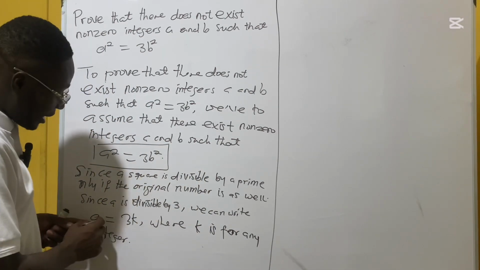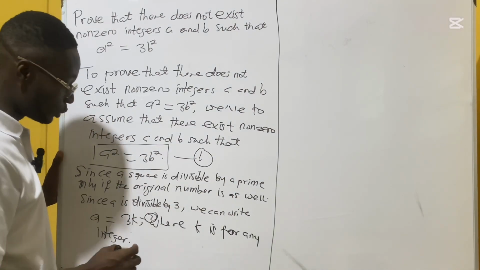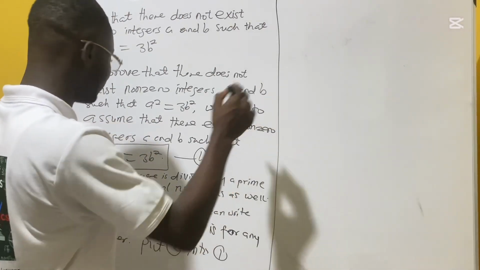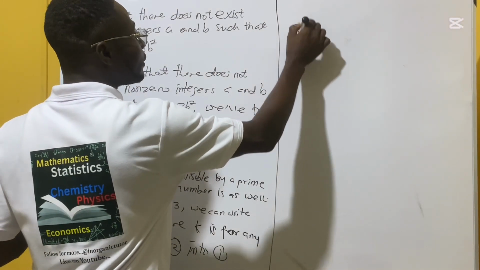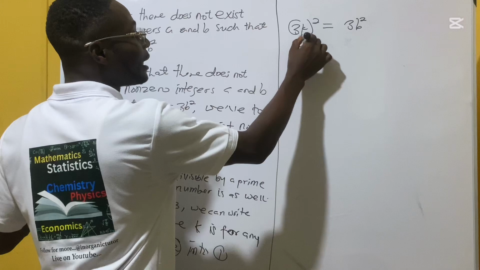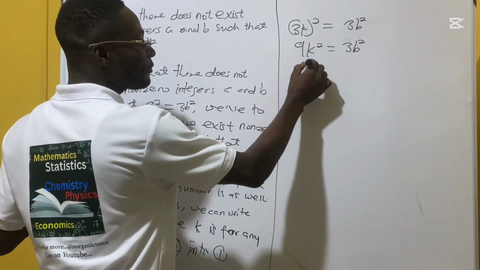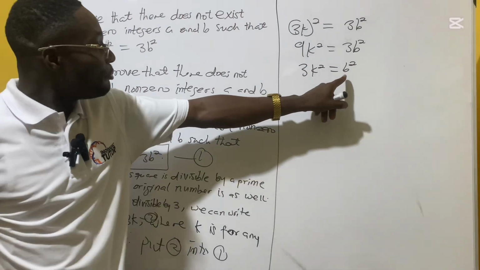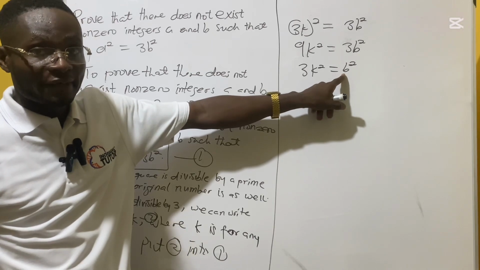Okay. So if a is equal to 3k, then let's name the main equation as equation 1 and name this as equation 2. So we put 2 into 1, then we're going to have a is equal to 3k, so we substitute here and we're going to have 3k all squared is equal to 3b squared, right? So this we're going to have 9k squared is equal to 3b squared. So this we can see that we're going to have 3k squared is equal to b squared, right?